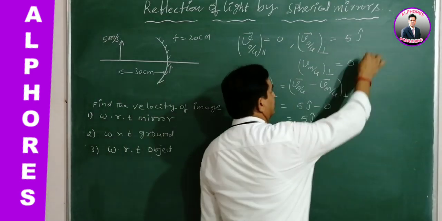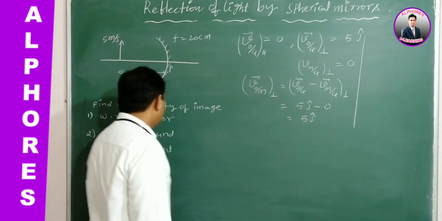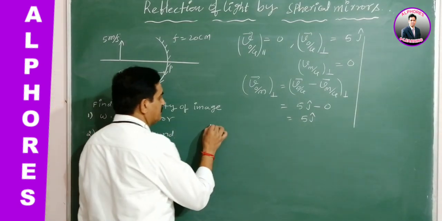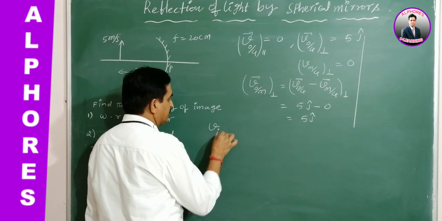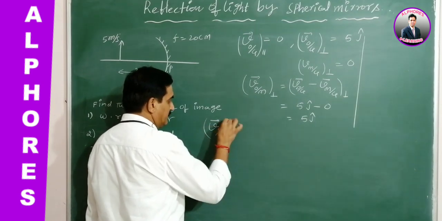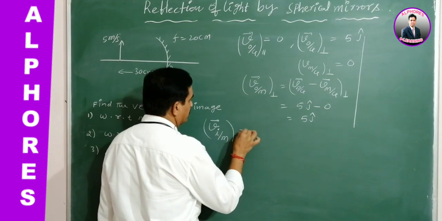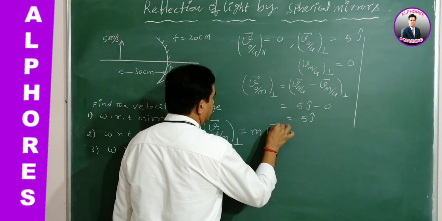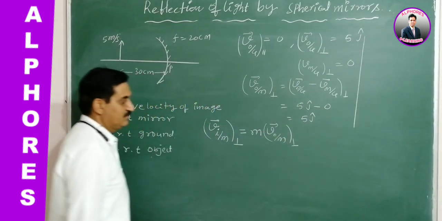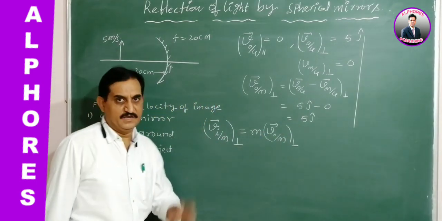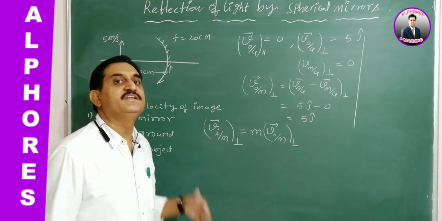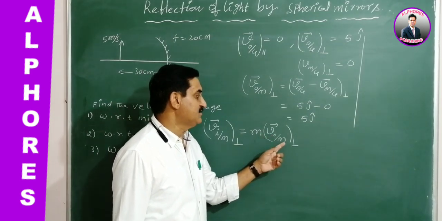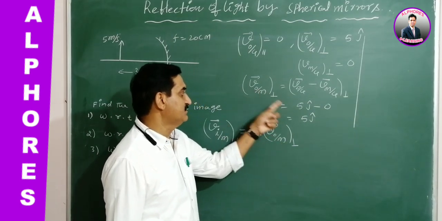Next, go for magnification. In finding the velocity of the image with respect to the mirror, the formula is: velocity of image with respect to mirror in the direction perpendicular to the principal axis equals m times velocity of object with respect to mirror in the direction perpendicular to the principal axis. This is the formula. So for this formula, what do we need? We need the magnification and the object velocity with respect to the mirror, the perpendicular component, which was developed.